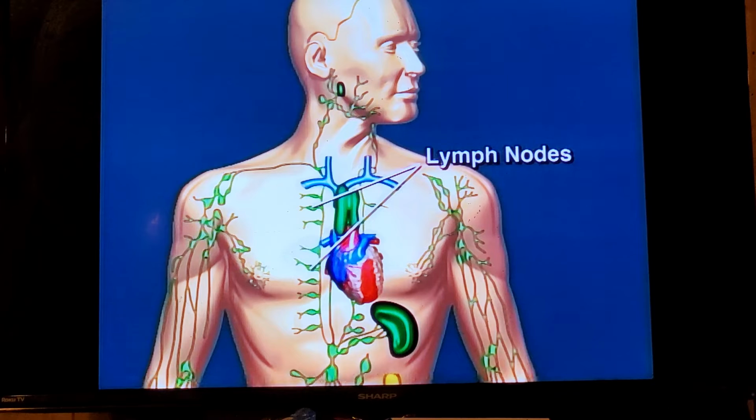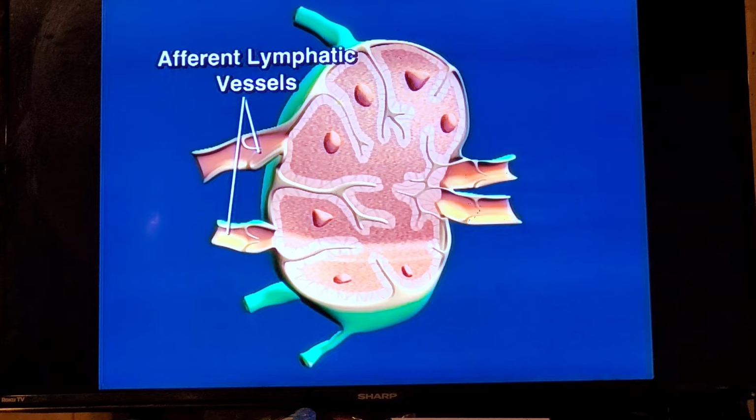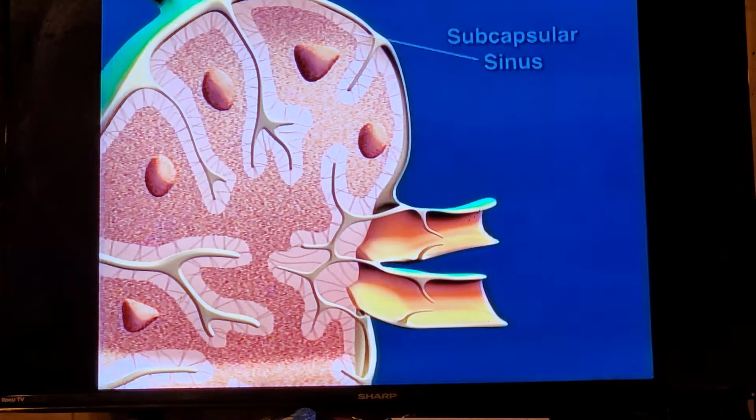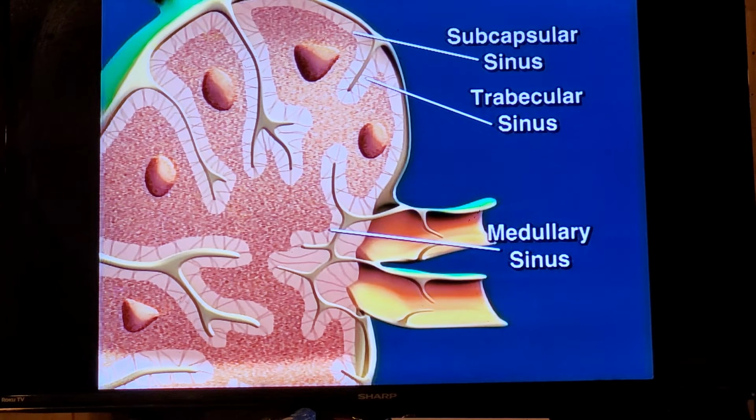Groups of egg-shaped lymph nodes are scattered along lymphatic vessels throughout the body. Lymph enters the node through afferent lymphatic vessels. The lymph is directed inward by the afferent vessel's valves, which open toward the center of the node. It then flows through a series of channels called sinuses. These include the subcapsular sinus, trabecular sinuses, and the medullary sinuses.